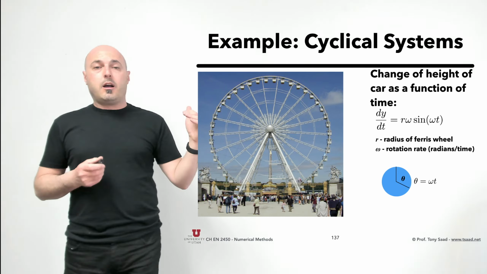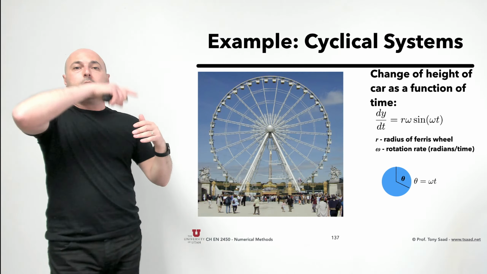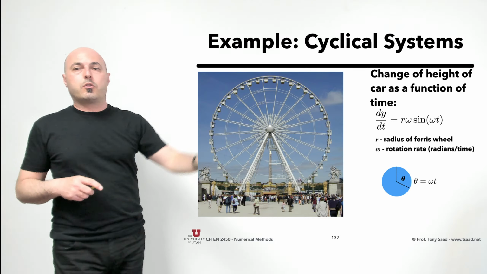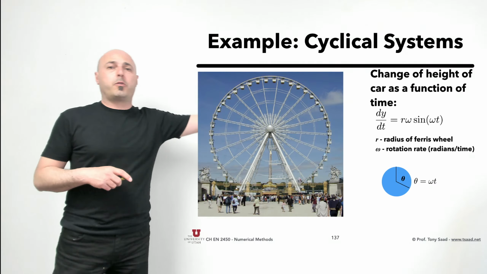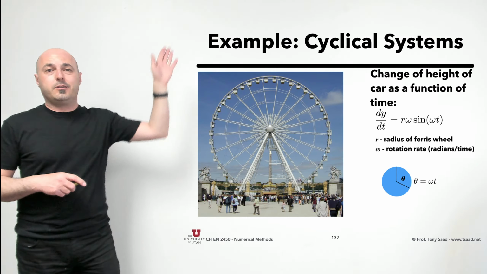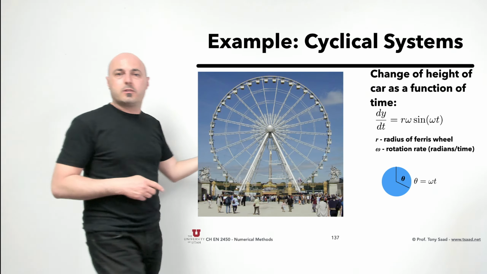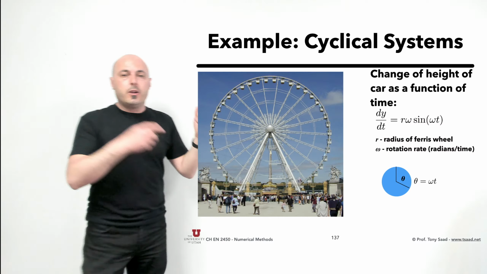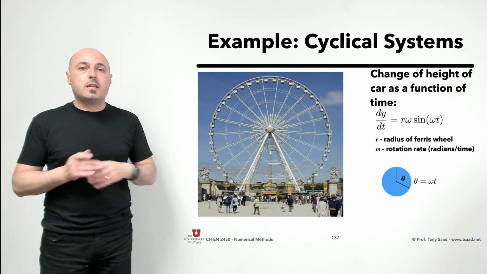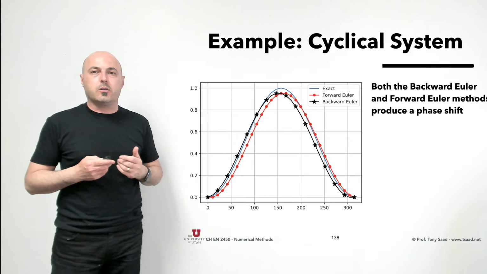Now, another system that you might end up dealing with are cyclical systems, where say you're driving your car and there are humps and you're bouncing up and down, or you go through a Ferris wheel and your position is changing over time. So it's a cyclical system. It looks like dy/dt = r omega sine omega t, where omega is the frequency, and whenever you see a sine and cosine, you have some type of cycle.